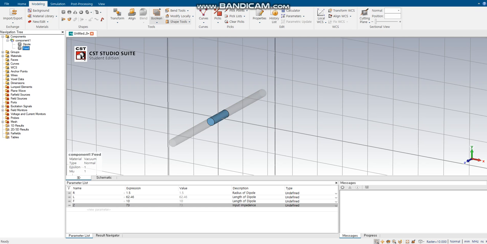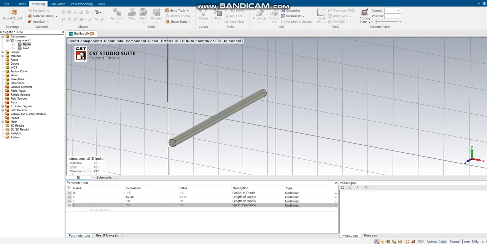Also, you could check how the surface current flows. We said the feed here is positive and here is negative, so you can see at the two ends of the dipole, the current is 0, and in the middle point it reaches the peak value.